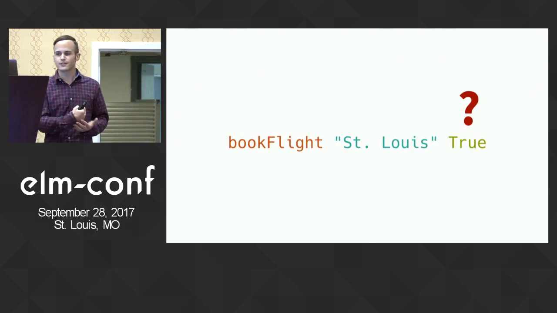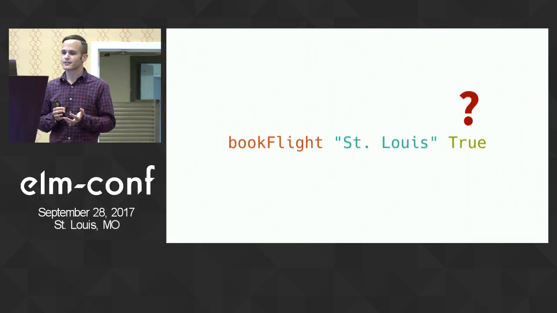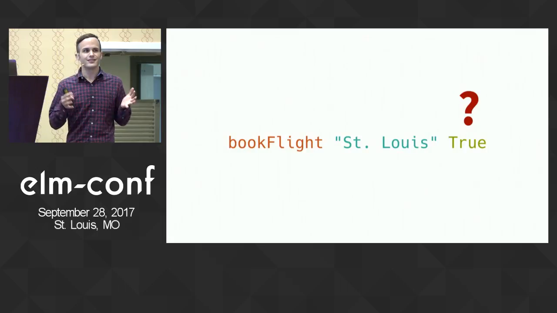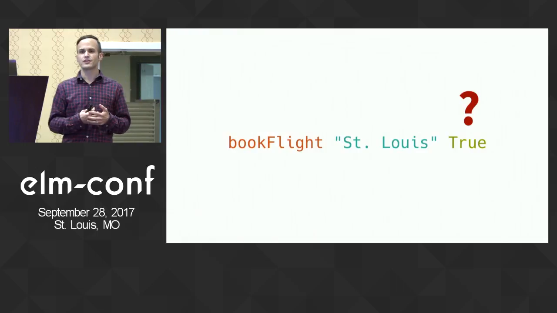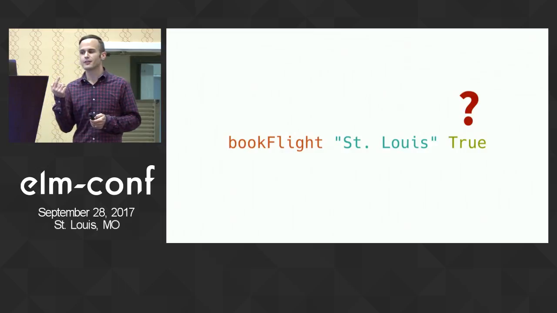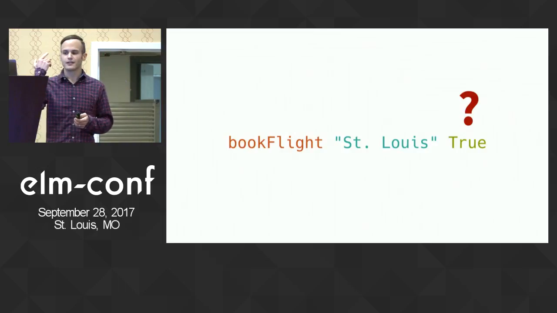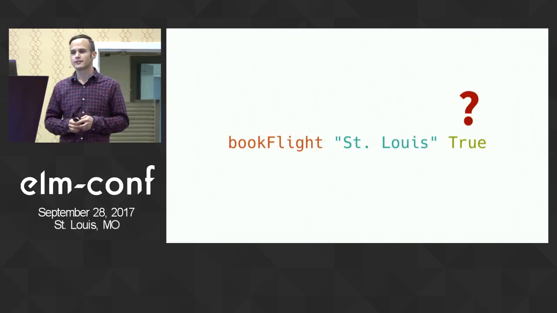Well, what's going on in this function call here? We have a book flight function that appears to be booking a flight to St. Louis. But what is that second argument of true really doing? It's just a value. It doesn't describe its meaning or purpose in this function call. It's up to us as programmers to figure it out in the code base and then keep the meaning of that argument in the back of our mind. We're offloading the abstraction to our memory instead of the computer.